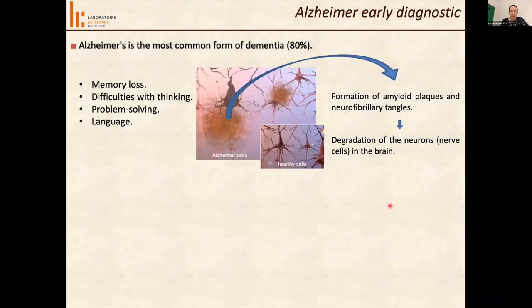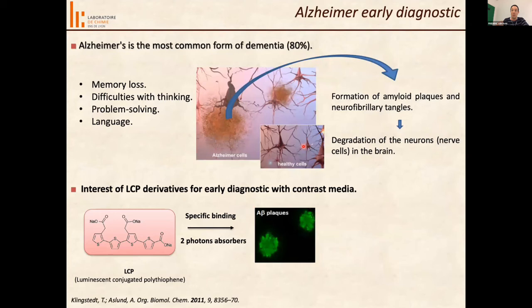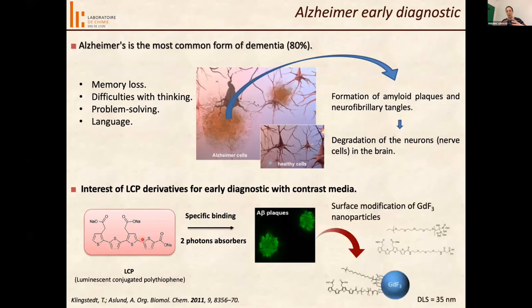The other example is Alzheimer's disease, and one of the features of Alzheimer's is the presence of amyloid plaque between the nerve cells. And what we want to do is to image this amyloid plaque between the nerve cells. So first, we focused on the use of those systems that are very interesting because they can target the plaque and they can emit light. So we merge the two technologies, that is the particle we designed and these LCP units.